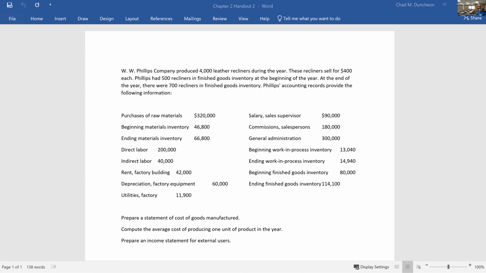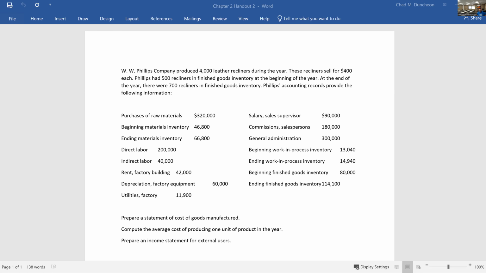So what we're going to do is go through this handout here. We're going to prepare a cost of goods manufactured statement. We're going to compute the average cost of producing 1 unit of product throughout the year. And then we are going to prepare an income statement. This finishes up what we are learning in chapter 2. However, before we do that income statement, we need to find our cost of goods sold.